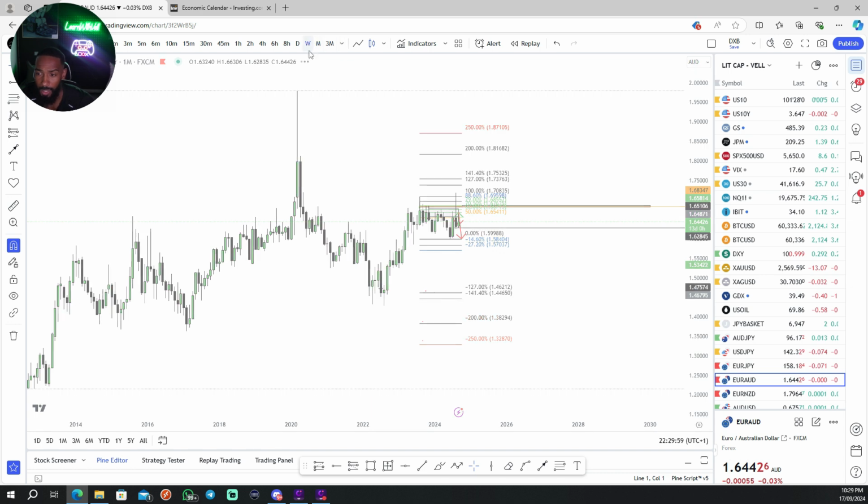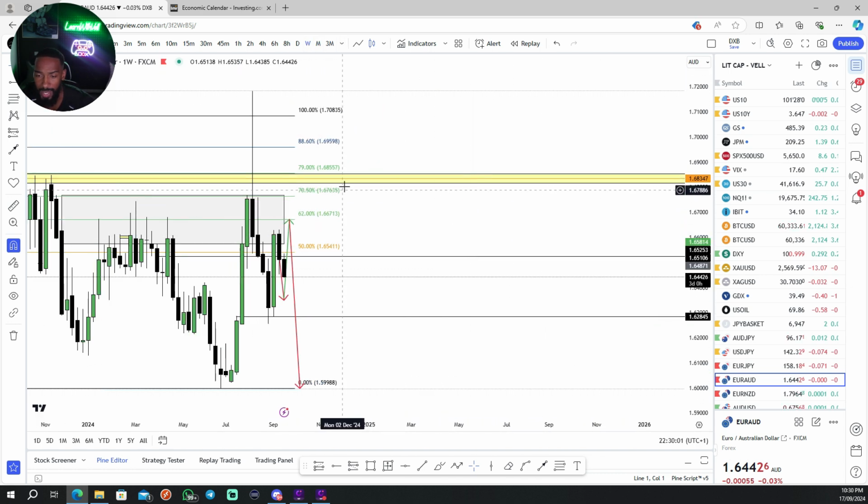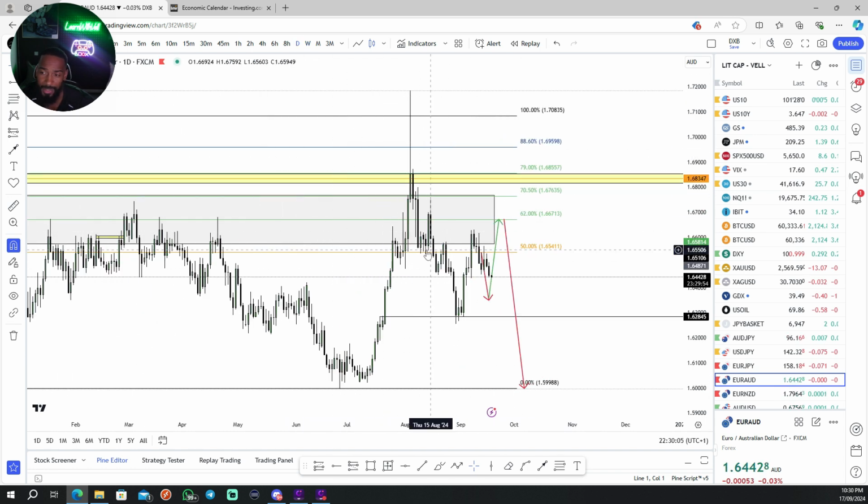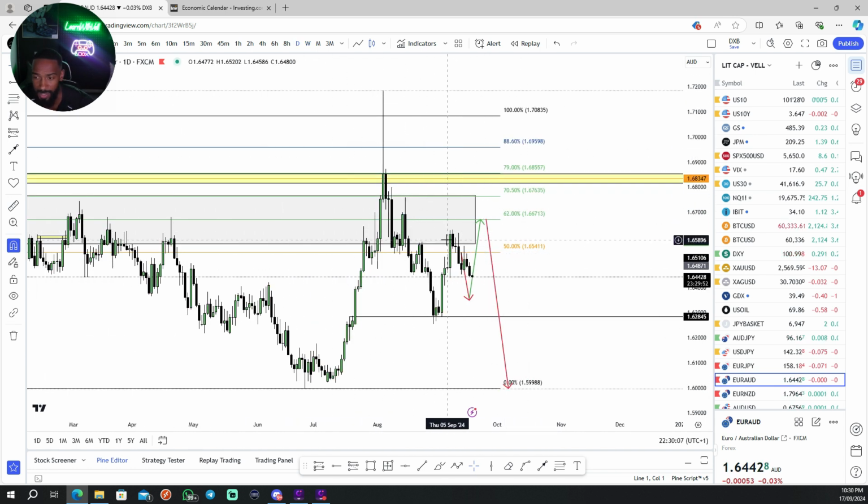So the last pair I'm going to show you guys is Euro AUD. Now, you guys already know I trade this off of the daily time frame because the daily time frame gives me a lot more success. We've seen price push up into our area, price has come down, okay? And like I told you guys on the previous episode, I want price to come down into this area and then push up.